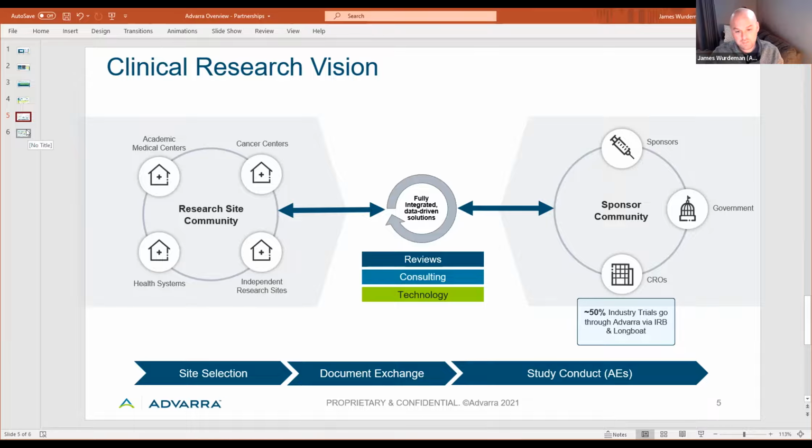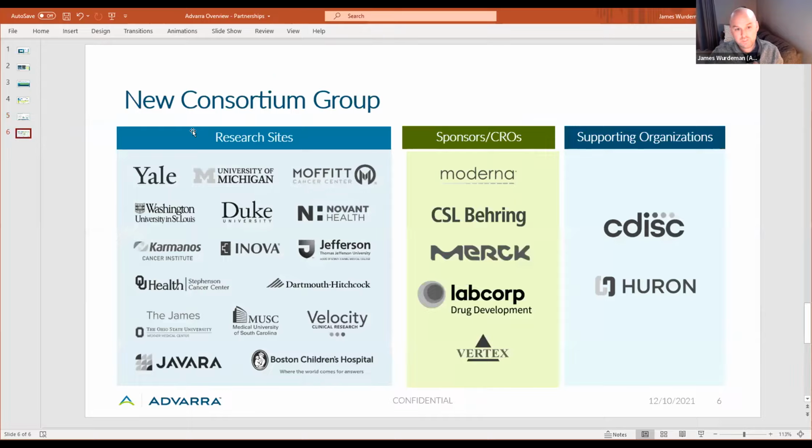And just a quick plug on that: we recently launched a new consortium with many research sites. Some of you might be surprised your name is on the list of research sites, but we're working with your research staff on the site side. We brought some sponsors and CROs to the table, which is really great. We can do that as part of Advarra, to bring all of our clients together to talk about a problem, and brought in really important supporting organizations, CDISC and Huron, to talk about this problem of the conversation around regulatory documents and who needs them and when do they need them and how can we make this a lot more efficient.